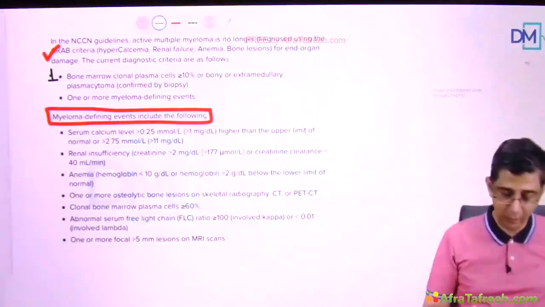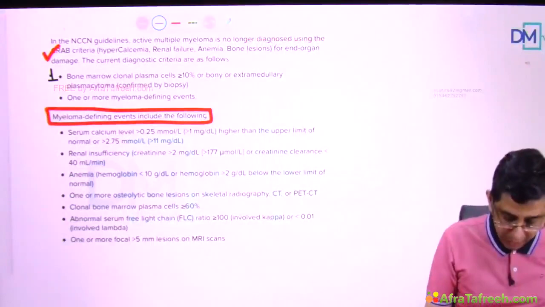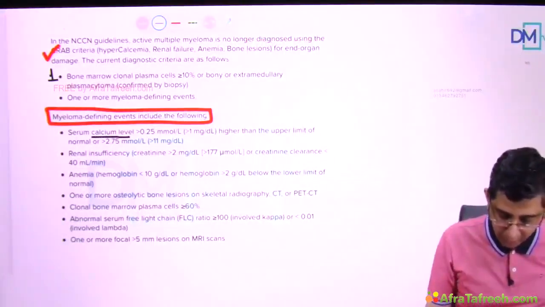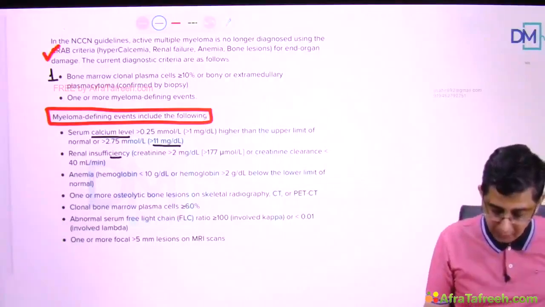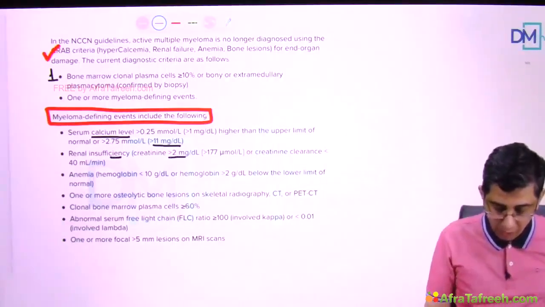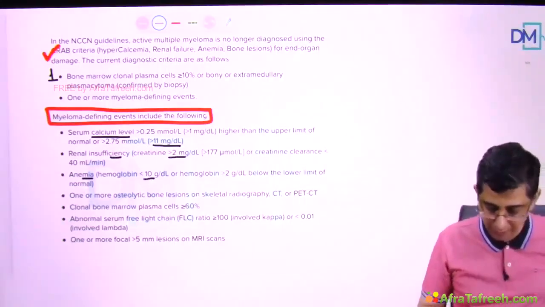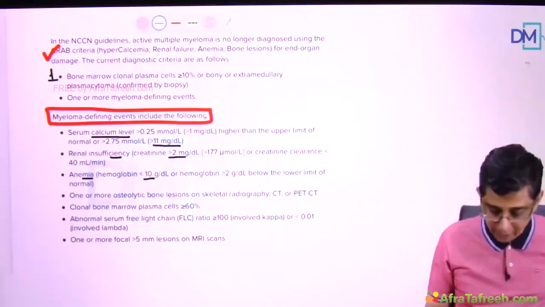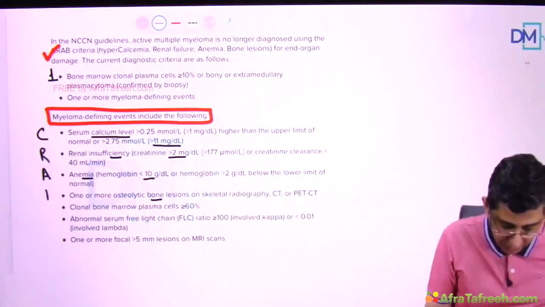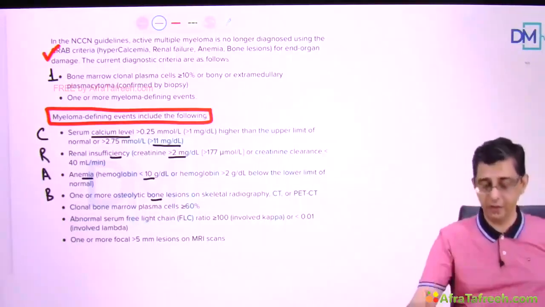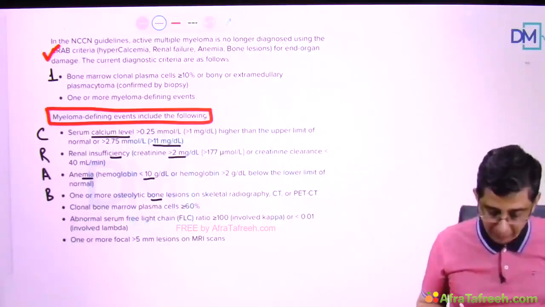What are the myeloma defining events? If the calcium of the patient is more than 11 mg%, or renal failure telling us creatinine is more than 2, anemia defined as hemoglobin less than 10, and lytic lesions which are seen. So CRAB is very much there, right? CRAB is very much there. It is just that any one of these being present is referred to as a myeloma defining event.